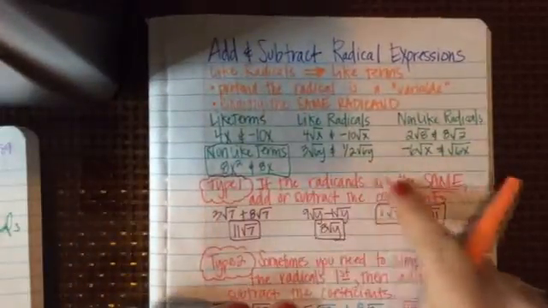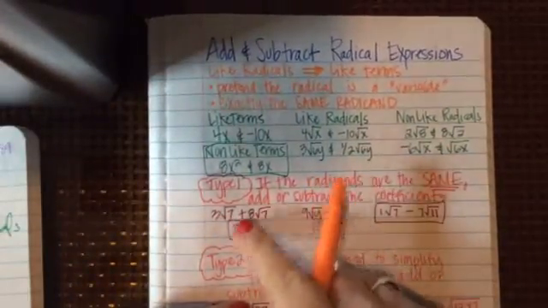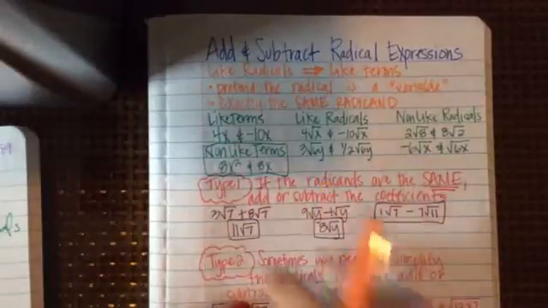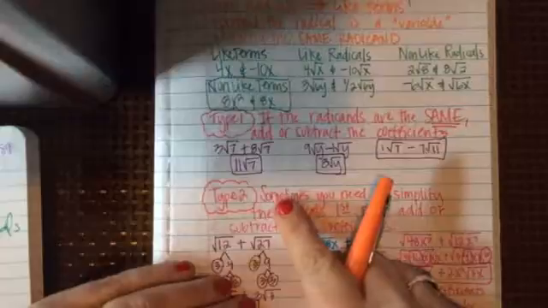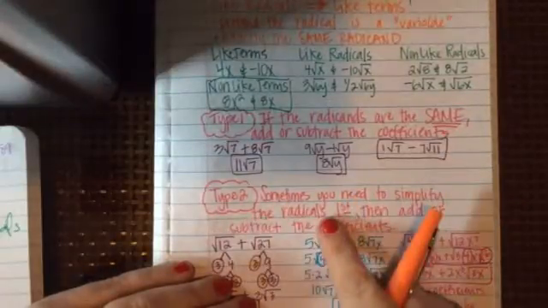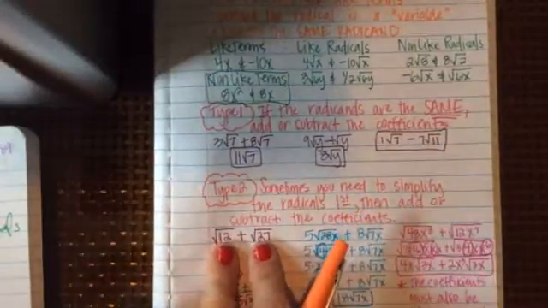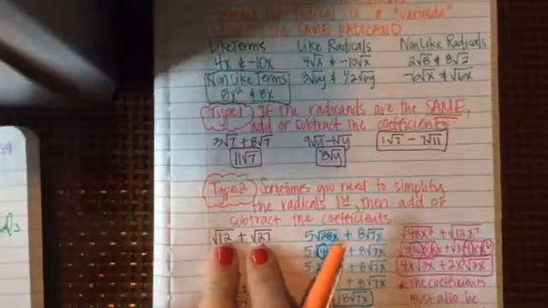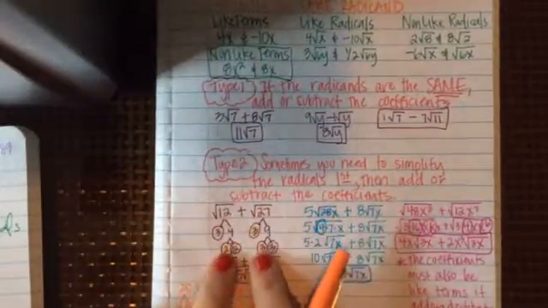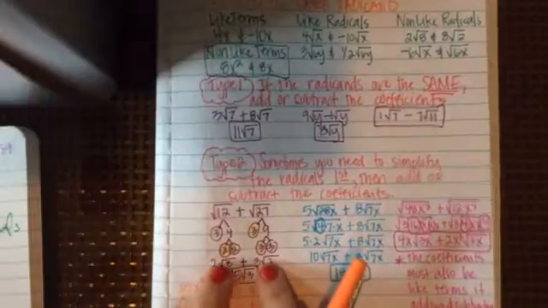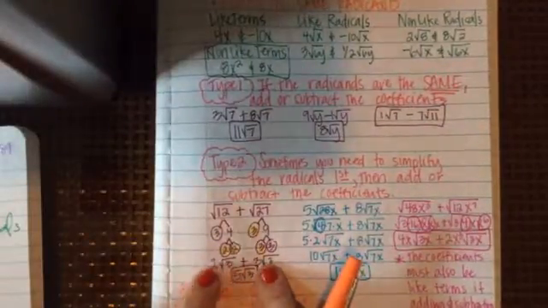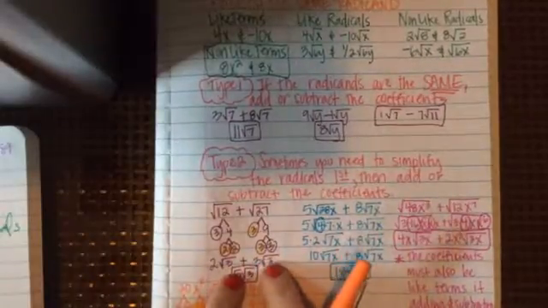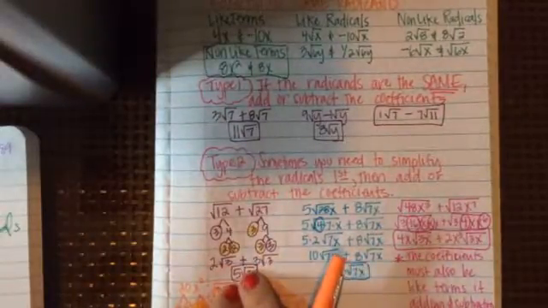So let's recap. Type 1, they're going to be super easy. The radicands are the same, so you just add the coefficients. Type 2, this is going to be the majority. Sometimes you just need to simplify the radicals. So radical 12 plus radical 27 doesn't go together. But if I factor it, if I simplify it, I get 2 radical 3 plus 3 radical 3. 2 plus 3 is 5. They can go together because my radicals are the same.